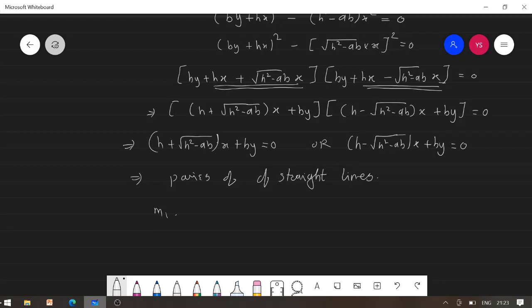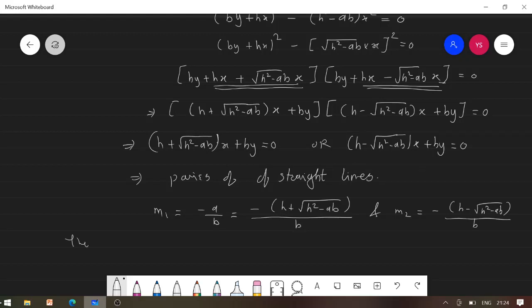So m1 is the slope of the first line, which is given by minus a by b, where a is the coefficient of variable x, which is given by minus of h plus root of h square minus ab, divided by b. While m2 is the slope of the second line, which is again minus a by b, where a is the coefficient of variable x, which is given by h minus root of h square minus ab, divided by b, the coefficient of variable y.